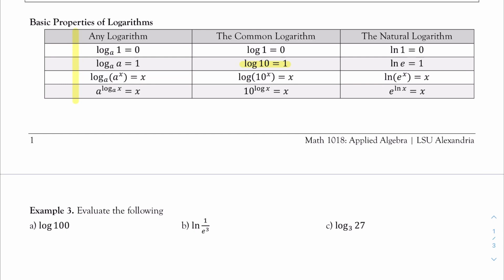For my third row, if I do log base a of a to the x power, then I just get x. In other words, if my base matches what's inside my logarithm to a power, then that simplifies to the power. So you can see the same thing again happens with the common and natural logarithm. And then if I do a to the log base a of x, I also get x. And if I do an analogous argument, 10 to the log of x, we get x. And e to the ln of x is equal to x. So these are some common rules that we're going to use to help us solve some log equations or simplify.